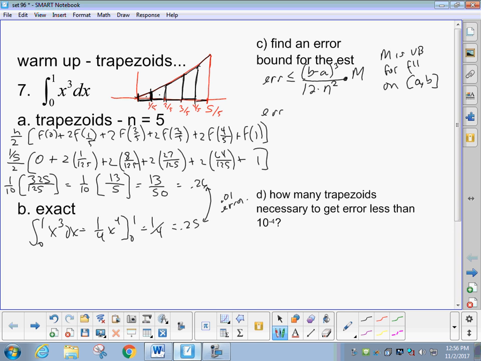For this problem then, what's B minus A? 1 minus 0. What's M? Tell me, how do I go about finding M? The upper bound for the second derivative. Find the second derivative first, because it's hard to bound the second derivative if you don't have it. So the second derivative is 6x. What is a logically chosen upper bound for the second derivative on 0 to 1? 6. The greatest it could be on 0 to 1 anyway is 6, right? Okay, so let M equal 6.